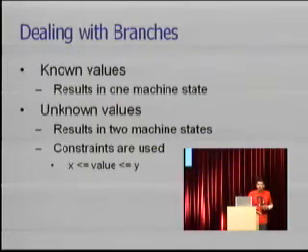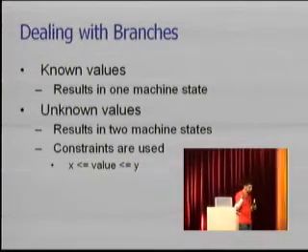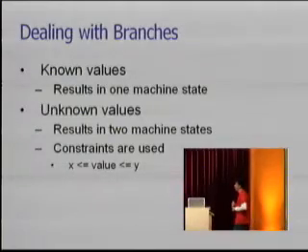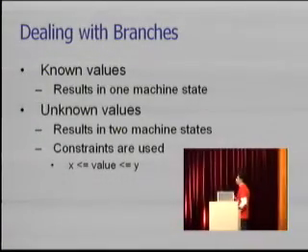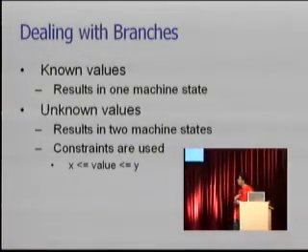So dealing with branches, there's two possibilities. You have a known value. If you have a known value, it's easy. Let's say there's going to be a 0 coming into a basic block, and you're comparing EAX, which is 0, to 0. You know what's going to happen. One machine state is going to come out of that.